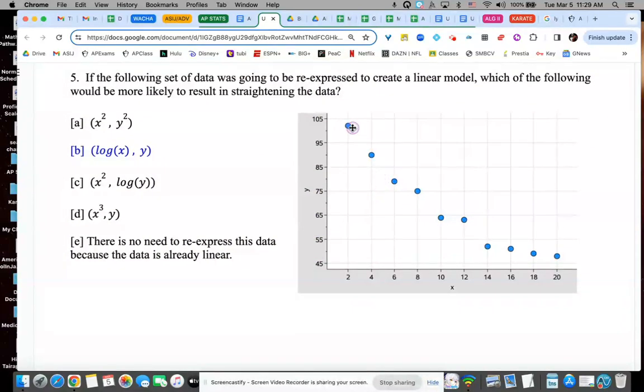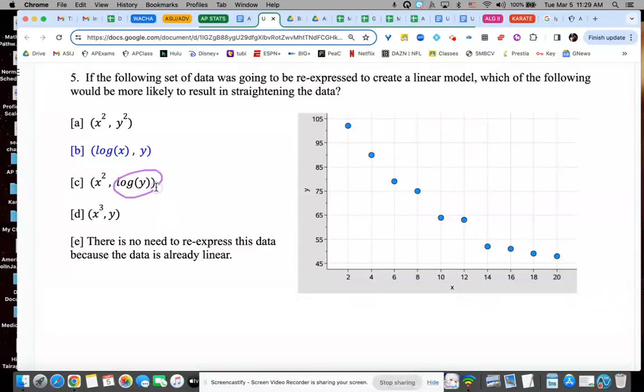Number 5, this is re-expressing data. This is the curved data this way. So when I look at my circle, when I'm trying to decide my ladder of powers, whether to go up or down, this is the bottom left-hand corner of that, right? So that would tell me that I'm going to go down in the x's and down in the y's. So I'm either looking for square roots or logarithms on the x's and the y's. That's what I'm looking for.